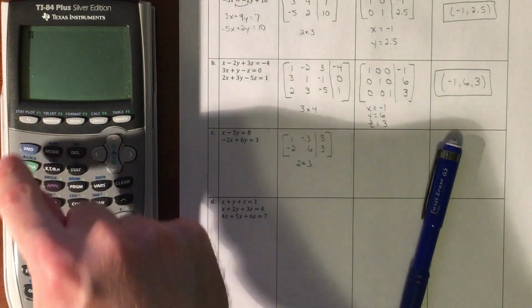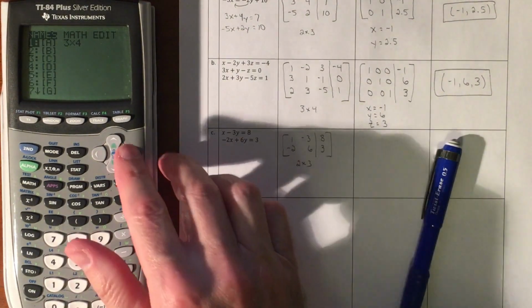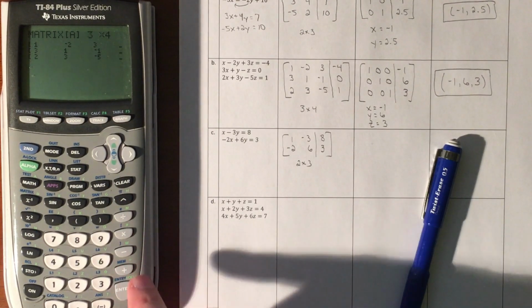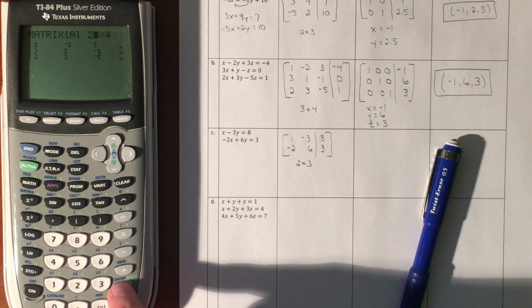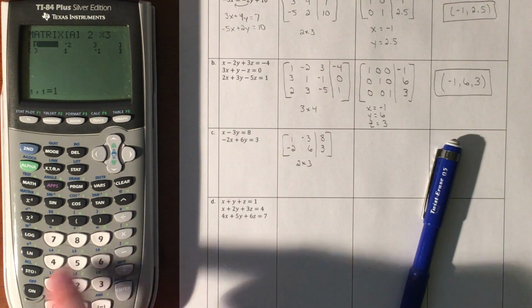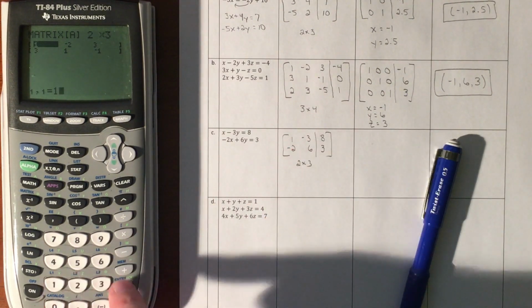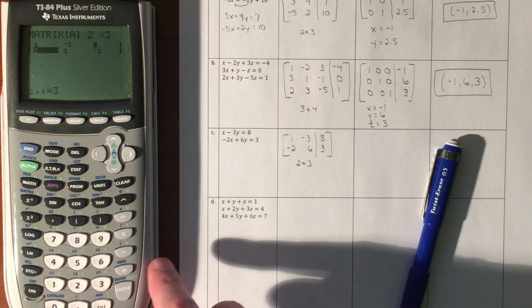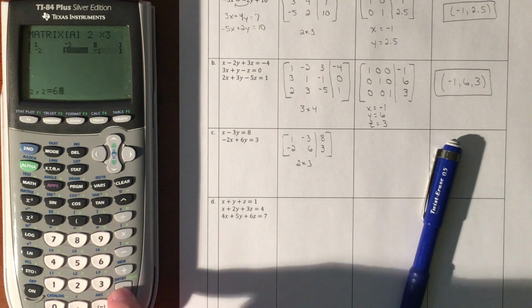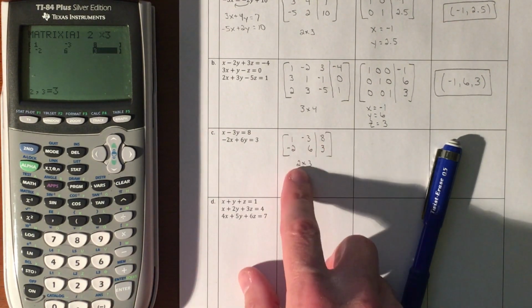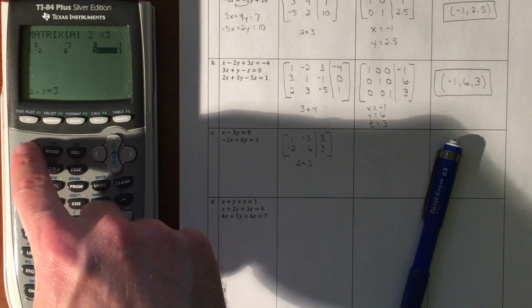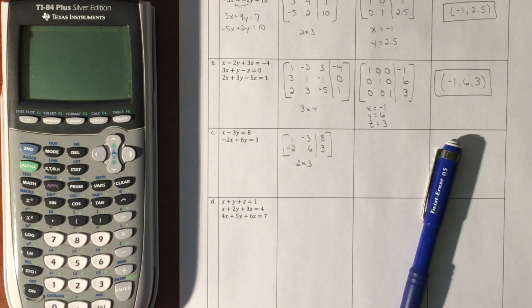So I'm going to go matrix. We're going to edit, and we're going to turn this into 2 rows by 3 columns. So that is a 1, -3, 8, and then -2, 6, 3. Okay, so we have all of that. And now we're going to let the calculator do its thing. So our matrix is ready to go.